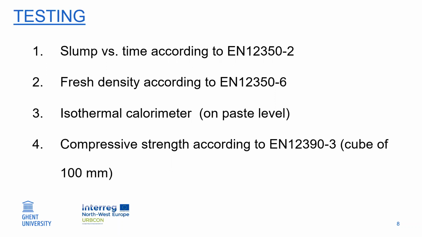In order to evaluate the effect of water to binder ratio on the fresh and hardened properties of the ternary alkali activated concrete mixtures, a set of tests were performed, such as slump, setting time, fresh density, isothermal calorimetry, and compressive strength. The slump, setting time, fresh density, and compressive strength of the alkali activated ternary mixtures were done based on the Eurocodes.